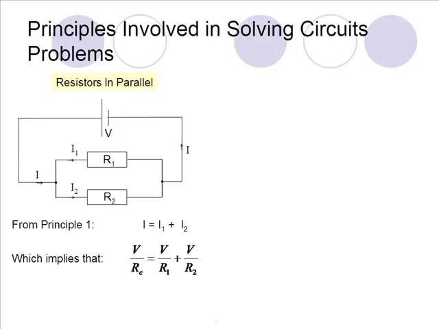Oh, I know. Using R equals V over I. From principle 1, the current is I1 plus I2. You know V can relate: V equals IR, right? Yes, V equals IR. So I will equal V over R.